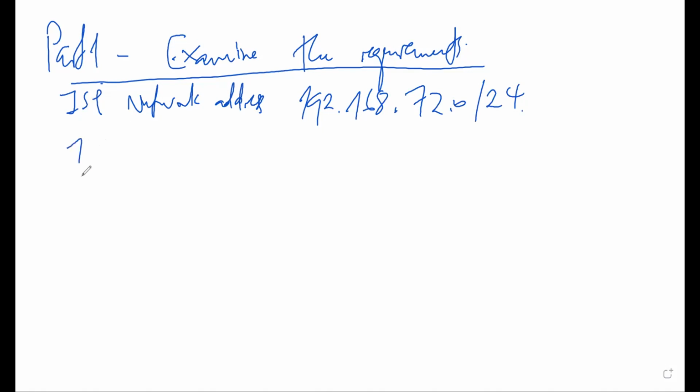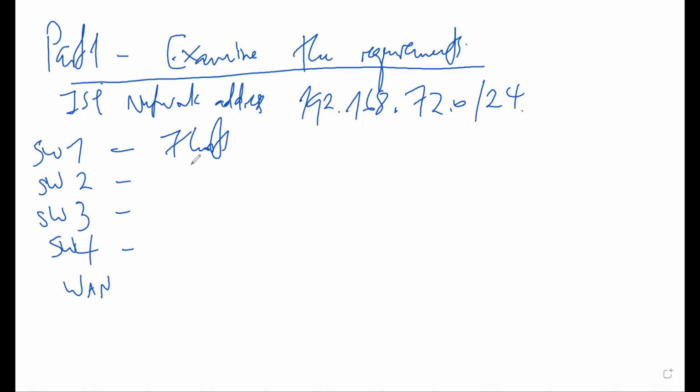Then for our requirements, we have 4 LANs, line 1, line 2, line 3, line 4. Then we have the one link, the last one. These ones are named SW, switch LAN 1, 2, 3, 4. For this one, how many hosts? 7 hosts. Then the next one, 15. Then we have 29. Then we have 58 hosts. Then this one link has 2 hosts.